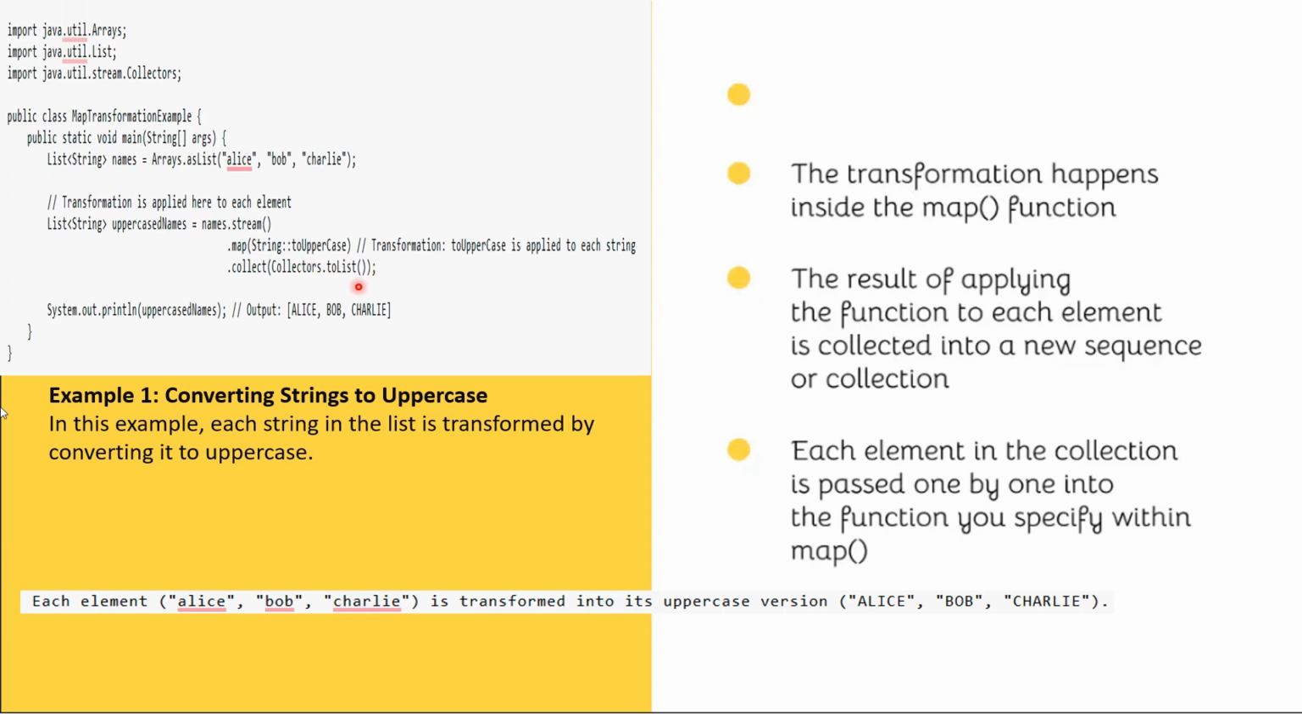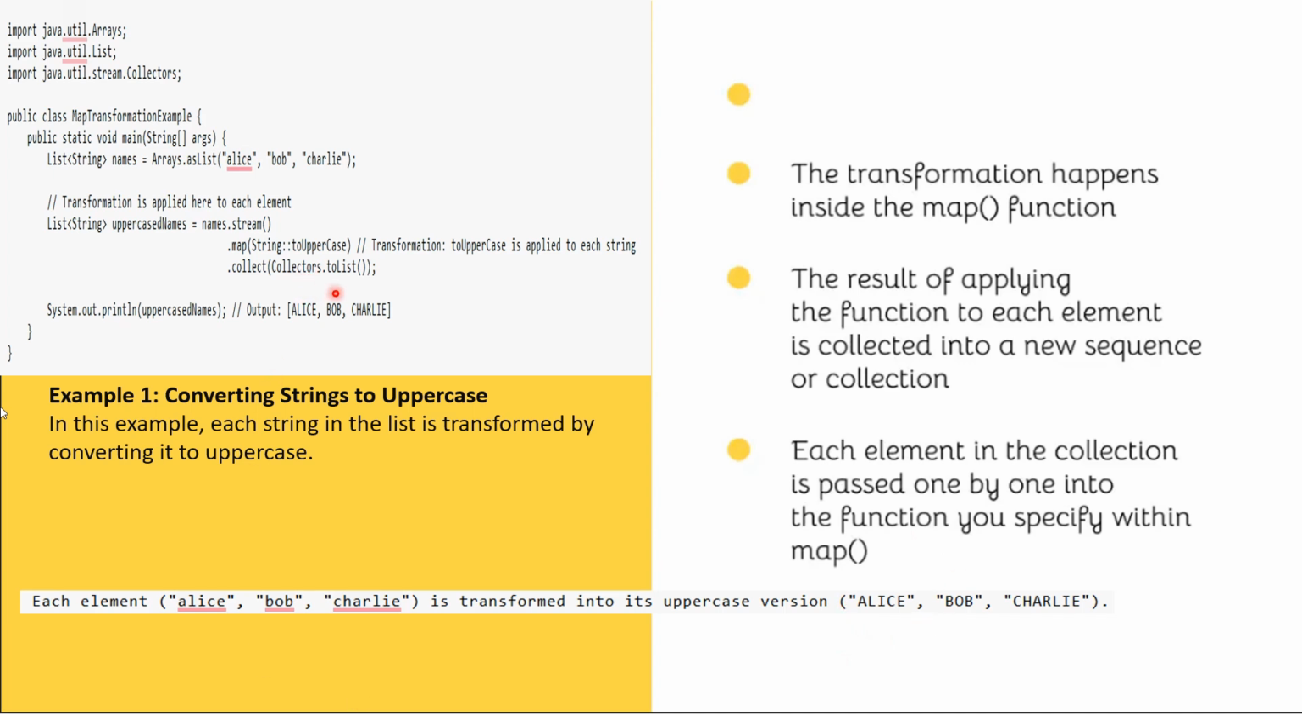The toUpperCase applies the map function to each element in the stream. The map function here takes each string element and applies toUpperCase, which converts the string to uppercase. For example, Alice becomes uppercase ALICE.